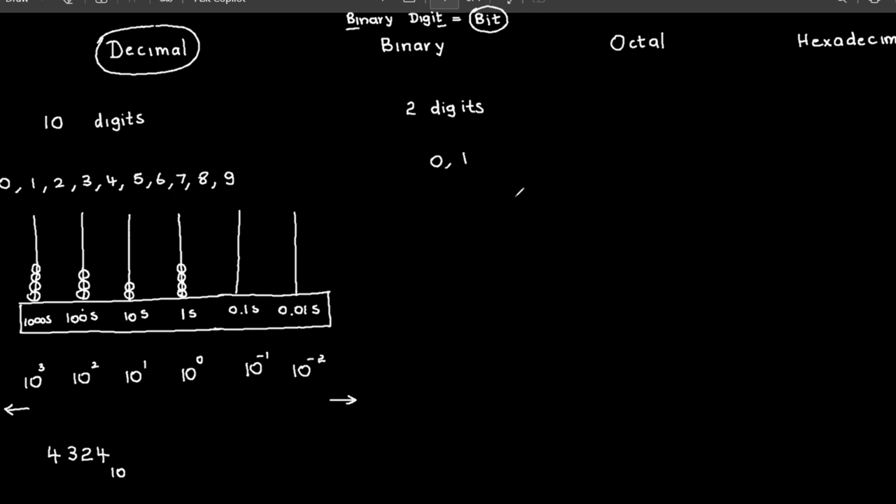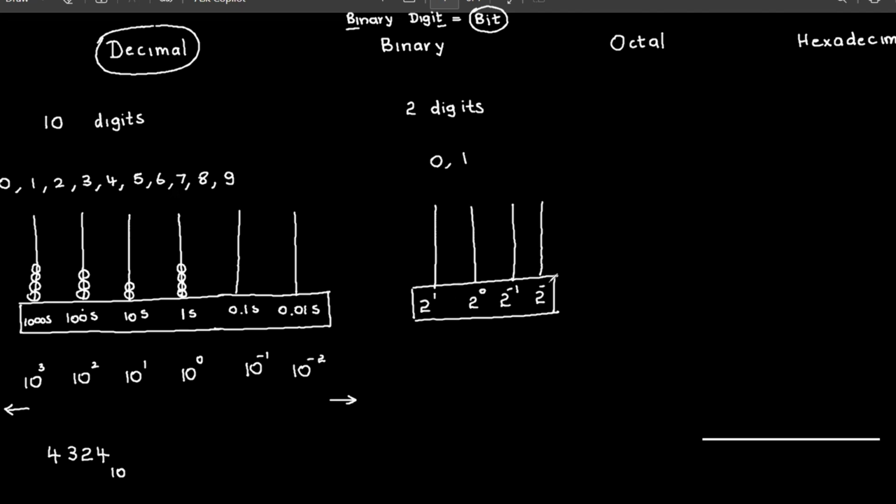Here also we can apply the abacus, or the place value. Let me just draw a simple abacus. Let's say we have four rods. Let's say this is 2 to the power 1, this is 2 to the power 0, this will be 2 to the power minus 1, and this will be 2 to the power minus 2.